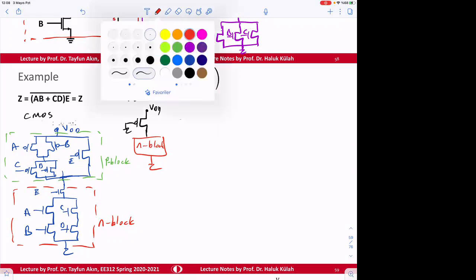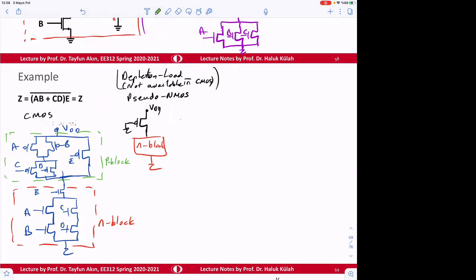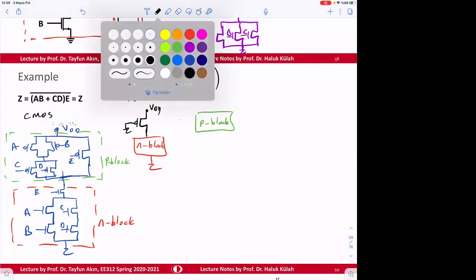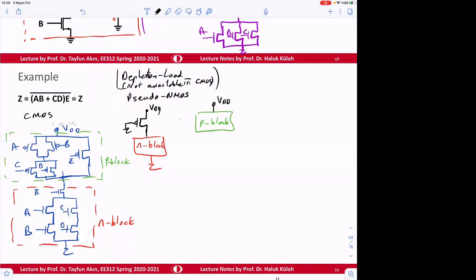So another alternative is to make it like this. You know, we can do many different versions here. So P block, and then here is going to be VDD, and now we need to keep this always on. So similarly, always on. How can we do that? By connecting here to VDD. So this will also work.